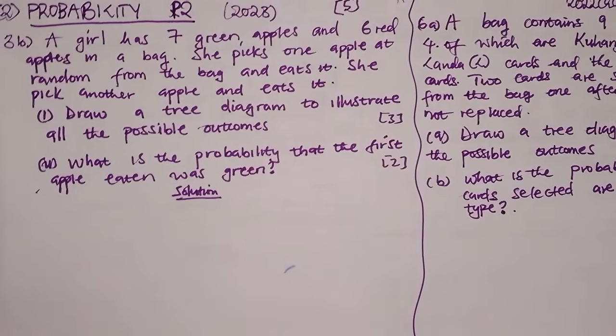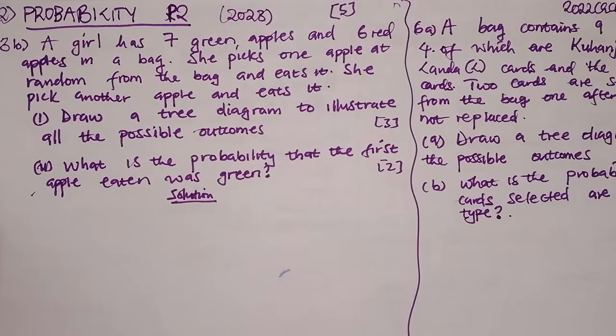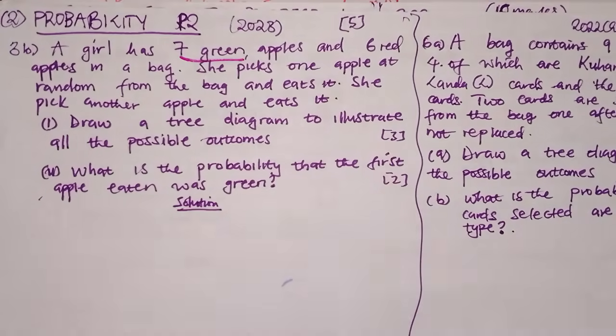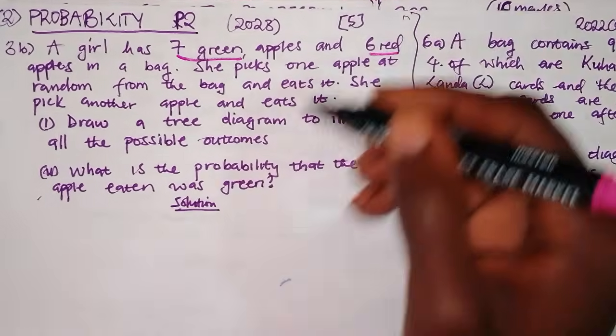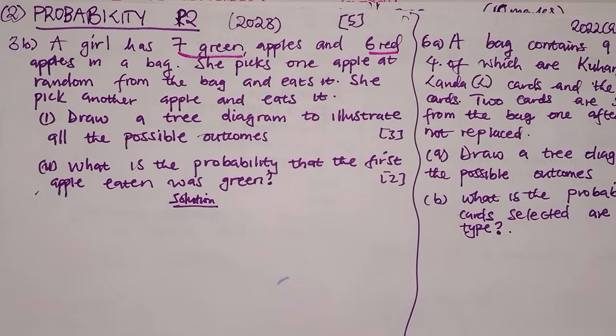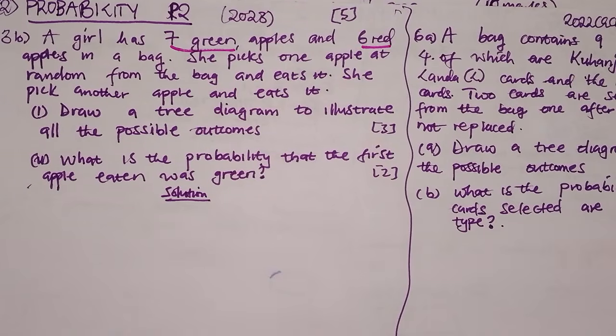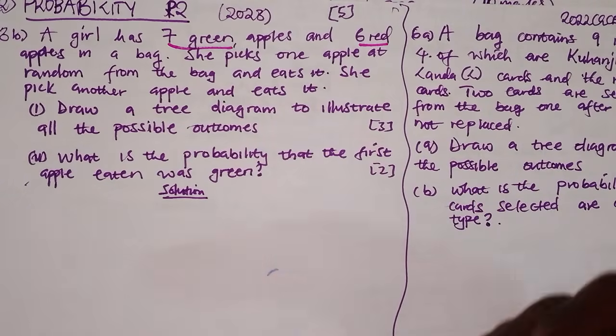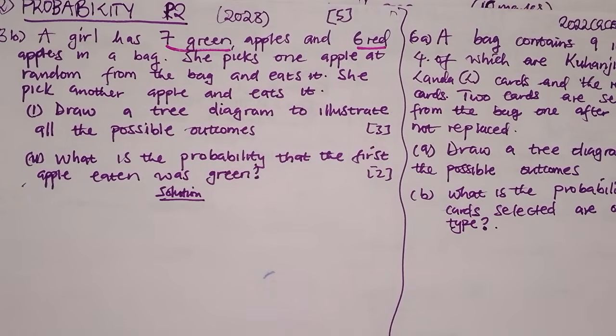So our first question is saying a girl has 7 green apples and 6 red apples. She picks 1 apple at random from the bag and eats it. She picks another apple and eats it. Draw a tree diagram to illustrate all possible outcomes. So here is where most students get confused.